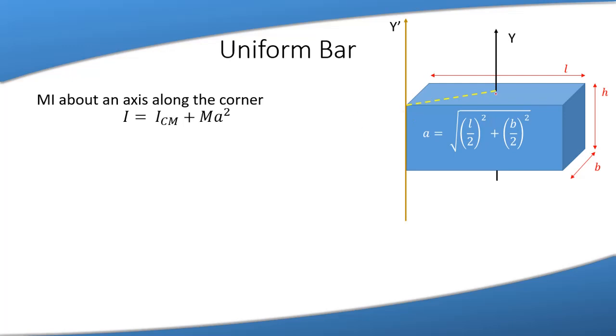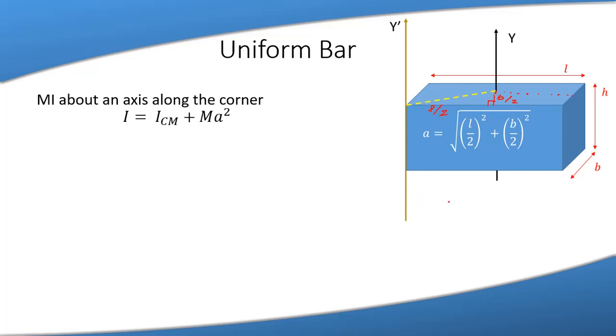Just drop a perpendicular over here. Here we have a right angled triangle. The length of this altitude is just half of this length, that is b by 2. Again, the base length is half of this length, that is l by 2.